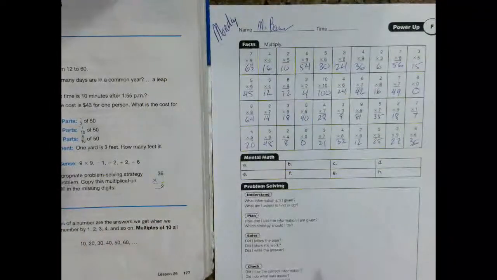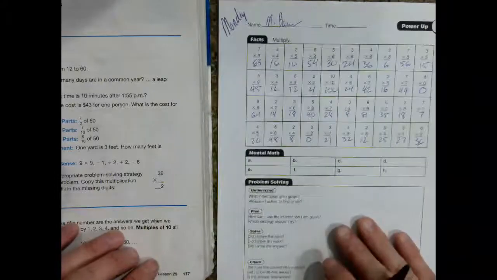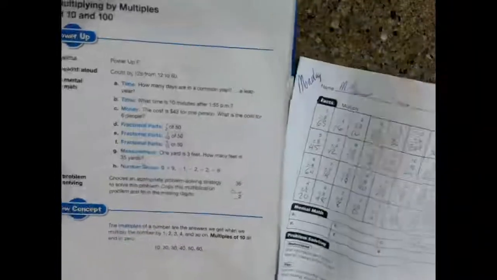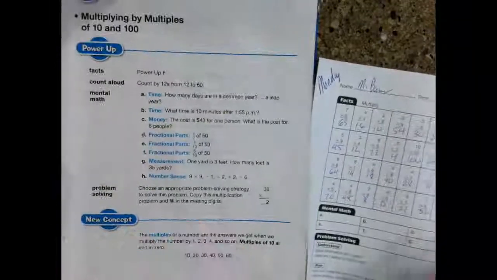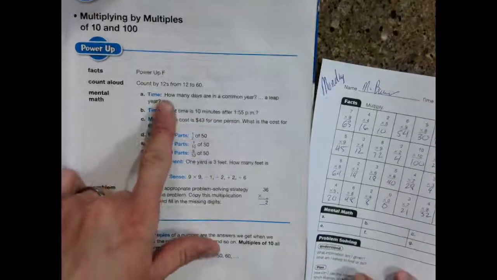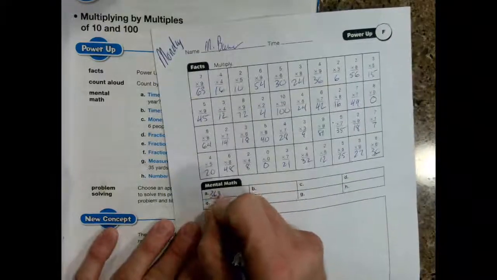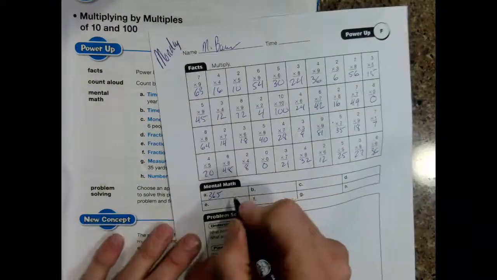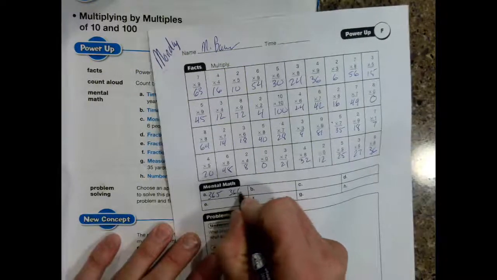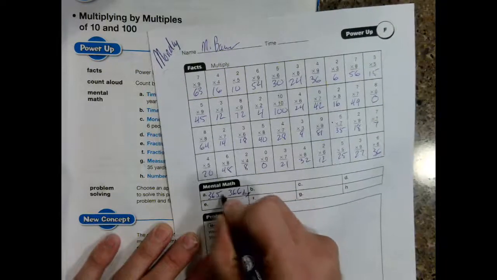All right. A. We're on page 177 in your book. Lesson 29. A says, how many days are in a common year and a leap year? And that was from yesterday's lesson. The common year is 365. And remember, the leap year adds that 1/4 up, 366, and our label should be days.